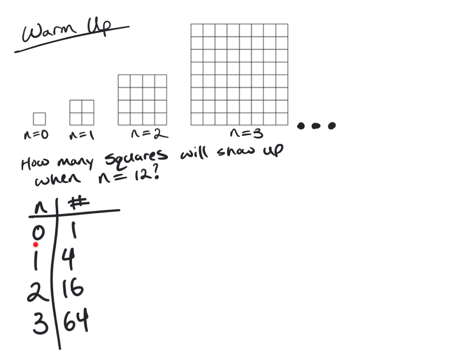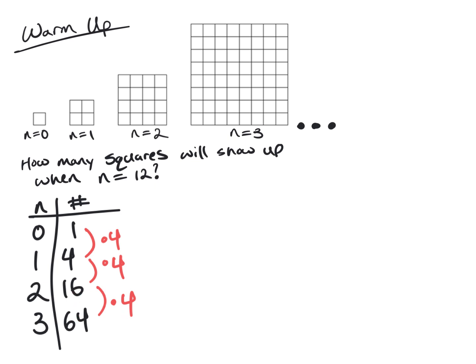We can see that as our n's are increasing by 1, our number of squares is not increasing steadily. They are multiplying, and they're multiplying by 4 at each step. If you needed to figure out how to get that, 1 to 4 is really easy, but you can just take the big number and divide by the small number. 64 divided by 16 gives you 4. That's another way to find it.